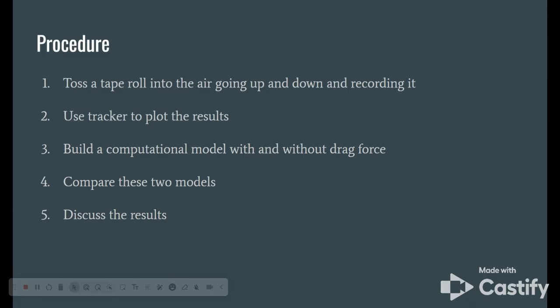So the procedure in doing this lab, we recorded a video of a tape roll being tossed in the air going up and down, and then we used Tracker to plot the results of that video, and then built a computational model with and without drag force to compare the two models, and then finally discuss it.